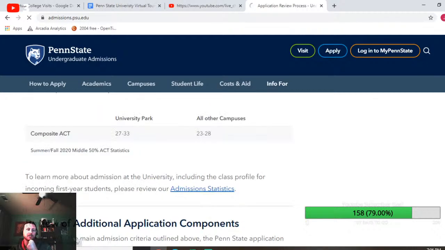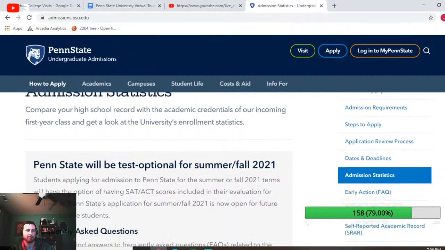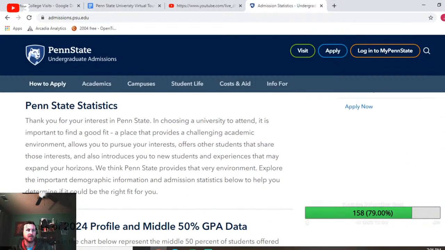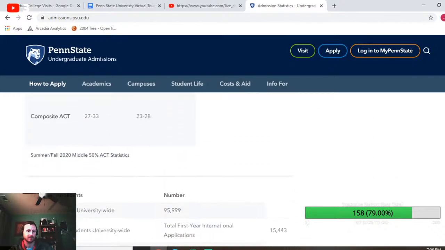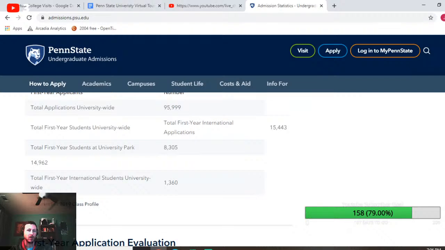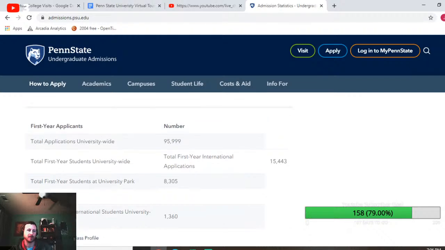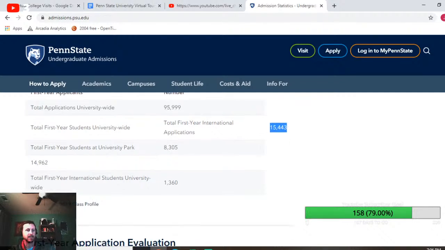Here we go. Admissions statistics. Let's see what they got. Okay, statistics. Well, that's the same thing. Okay. Wow. First year applicants. Oh, okay. That's university wide. That's not just the main one. Can you imagine? Almost 100,000 applications. Total first year students, applications. Okay, so 15,000. That's not super crazy. Total first year students. So that's about half.